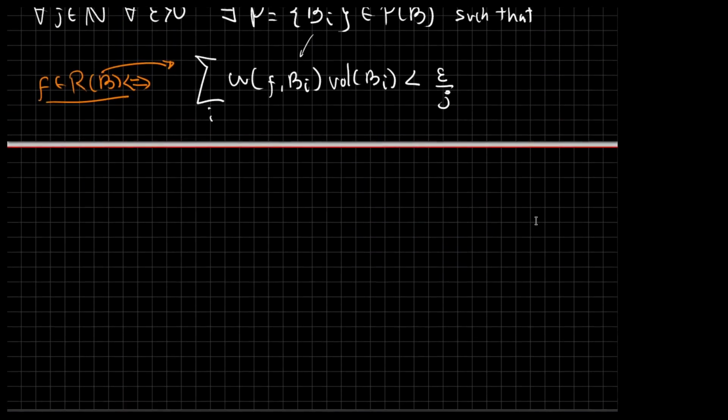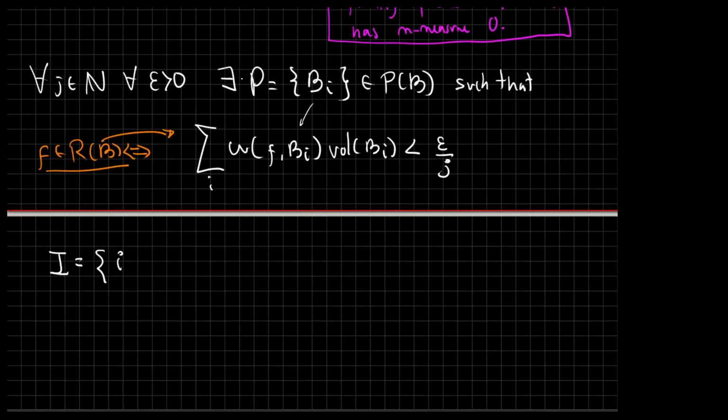So we have this, and now we define the following set. Let's say we have a set I that is a subset of the indexes. Since this is a partition, this family of subblocks is finite, so let's say I goes from 1 to k.